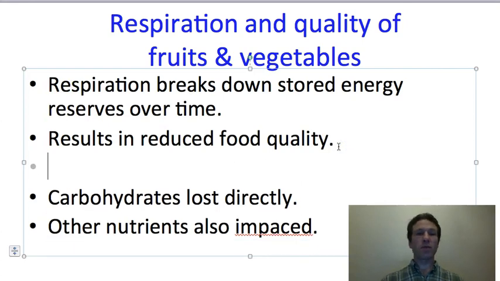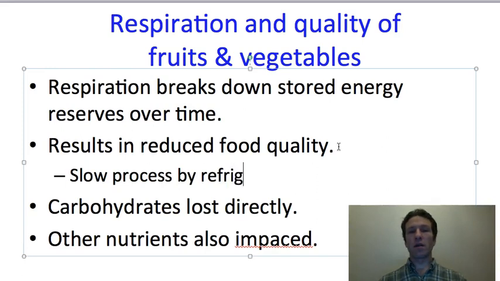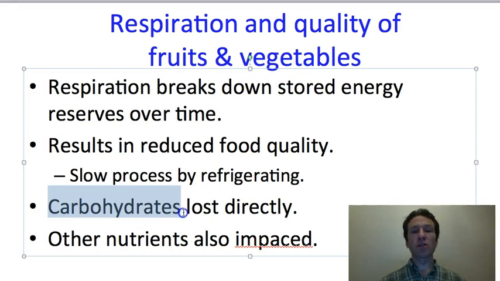We can slow this process by refrigerating. That creates a colder temperature, and with a colder temperature, the process of respiration happens more slowly. Respiration will directly affect carbohydrates stored in the plant, so sugars or starch.